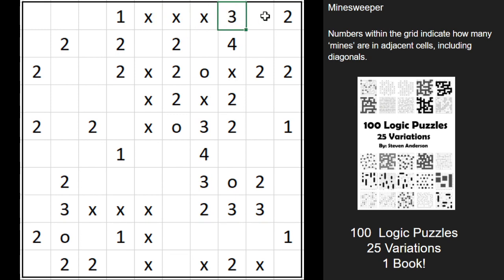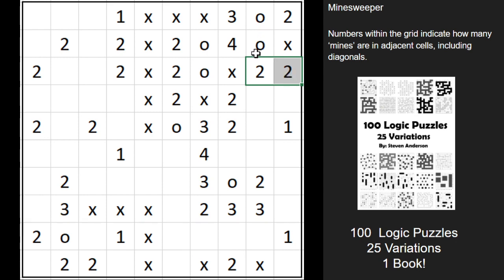And now this 3 can be solved. There are only 3 open spaces, so all of those must contain mines. And now these 2 are solved. We have those 2 mines, so that's not going to contain 1. This 2 is solved. We have those 2 there, so this is an X.